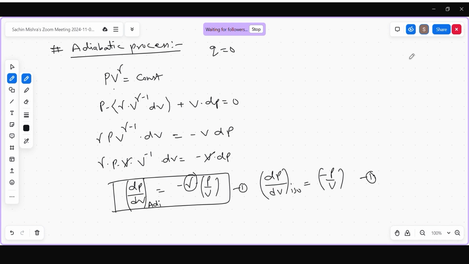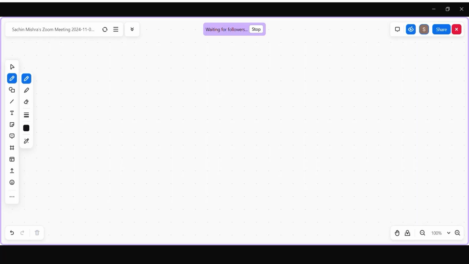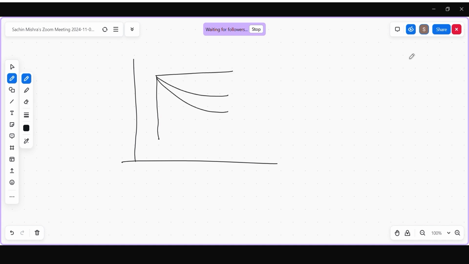We can discuss some curves also. Let's see one problem. If I give you a problem like this, we have to find out which type of curve is there. This is your PV curve. You can see curve number 1, curve number 2, curve number 3 and curve number 4. Curve number 1 has pressure constant throughout the process, so curve 1 is isobaric. In curve 4 you can observe that volume is constant throughout the process, so it is isochoric.